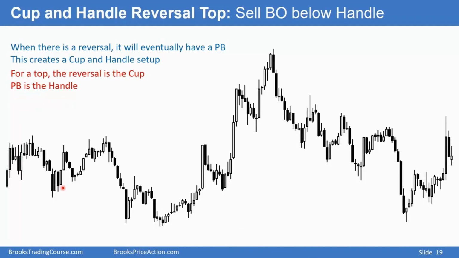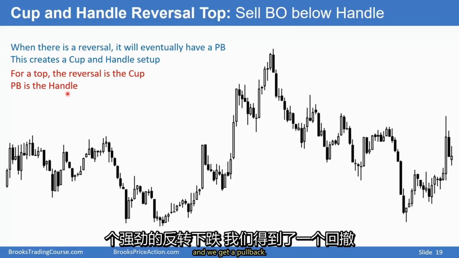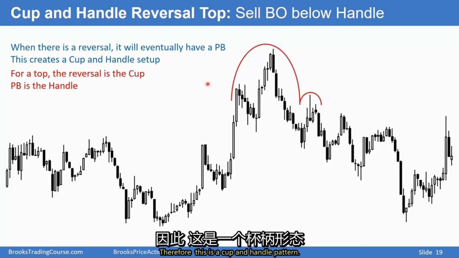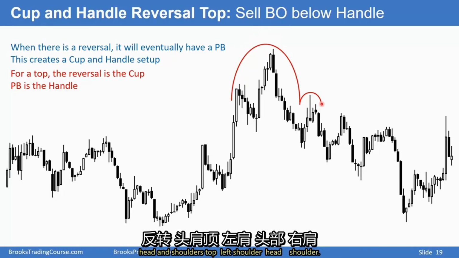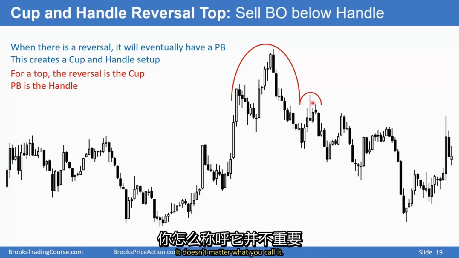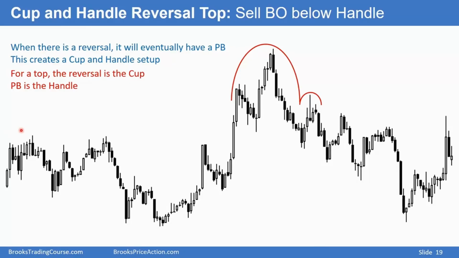There are also upside down cup and handle patterns when you get a reversal down from a high. Here we have a strong trend and a strong reversal down, and we get a pullback. Therefore, this is a cup and a handle pattern. You could simply call it a reversal, a lower high major trend reversal, head and shoulders top, left shoulder head, right shoulder. Doesn't matter what you call it. The market's reversing strongly down and it's pulling back.